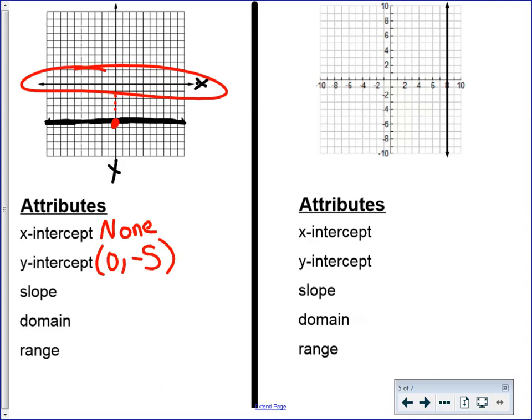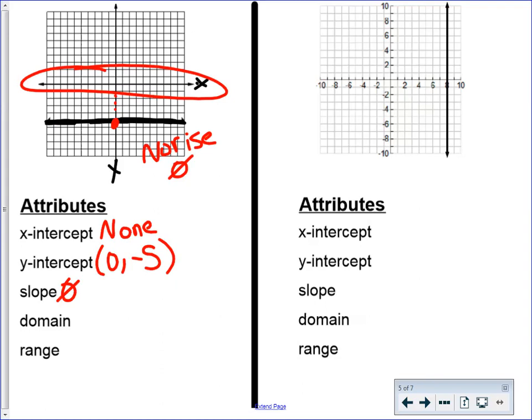All right, what is my slope? Remember, when we talked rate of change and slope, we said whenever there is no rise, then I'm going to have a slope of 0. So my slope here is 0.